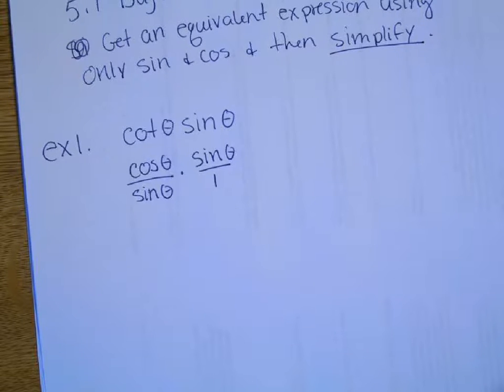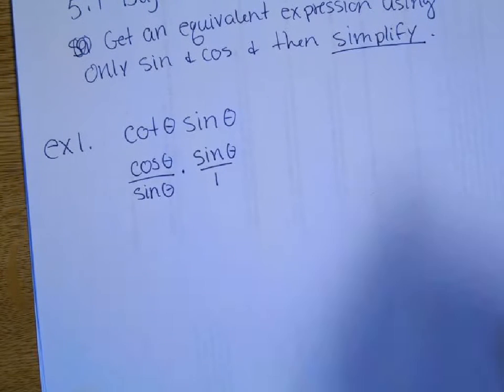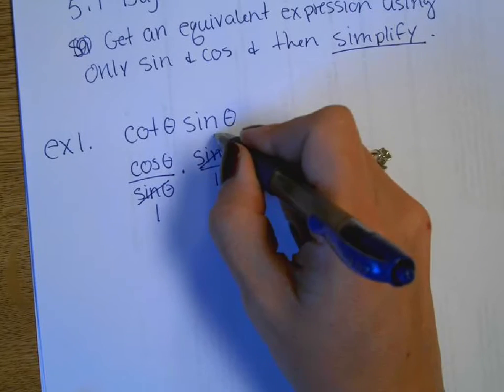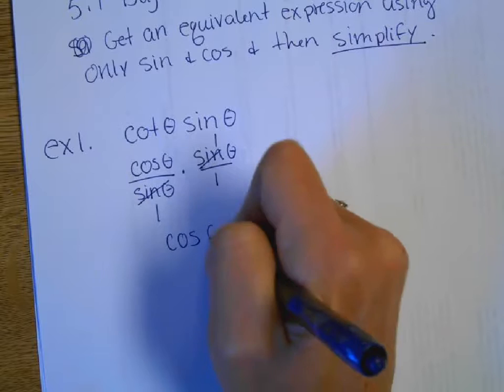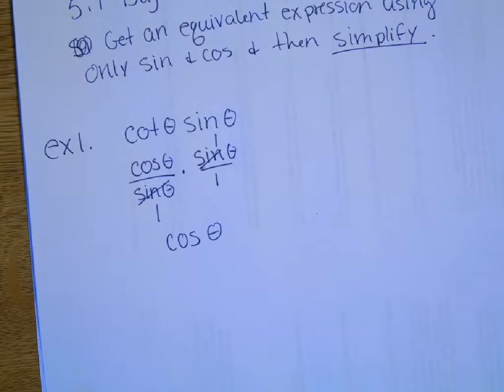Now it's very easy to see what's going to cancel out. What's going to cancel out? Sines are gone. What am I left with? Cosine. Can I get any more simplified than a cosine? No, it's as far as that one will go. Easy one.